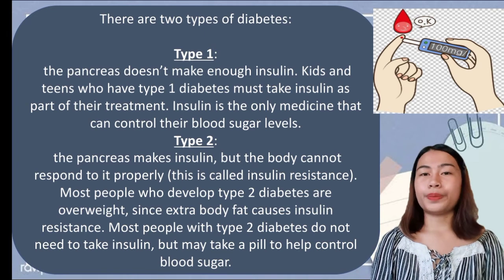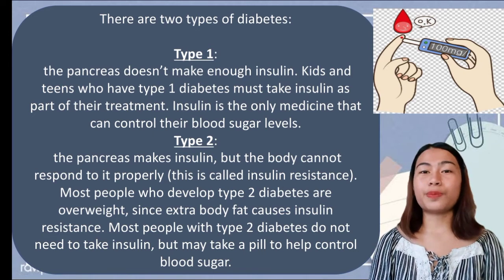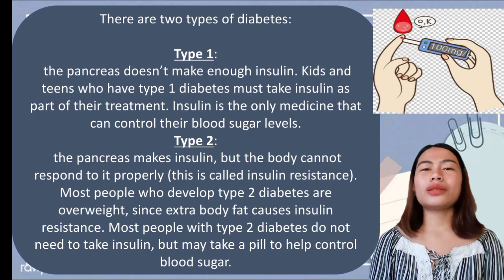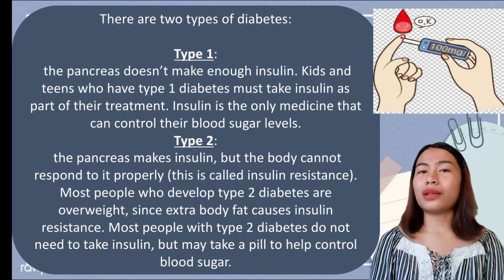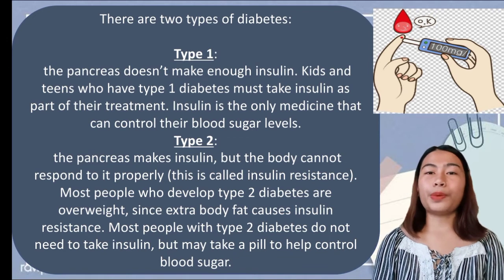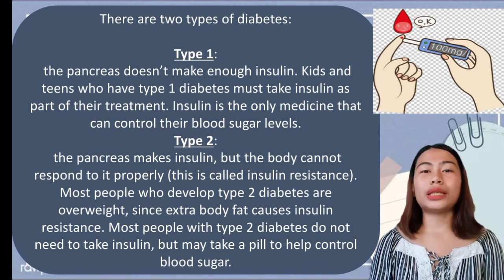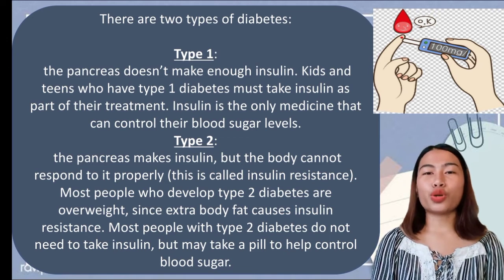Type 2. The pancreas makes insulin, but the body cannot respond to it properly. This is called insulin resistance. Most people who develop type 2 diabetes are overweight, since extra body fat causes insulin resistance. Most people with type 2 diabetes do not need to take insulin, but may take a pill to help control blood sugar.